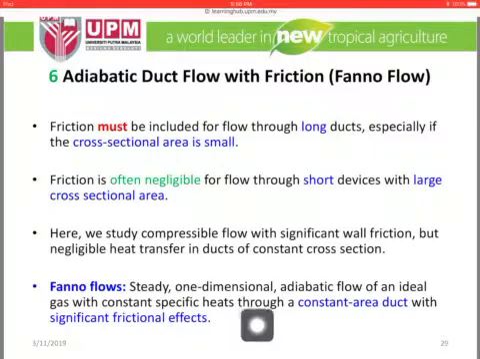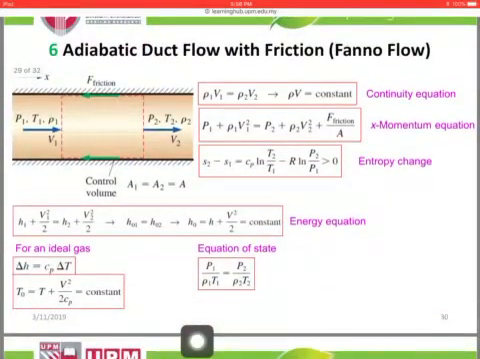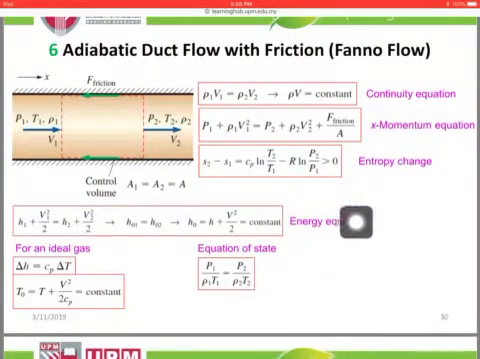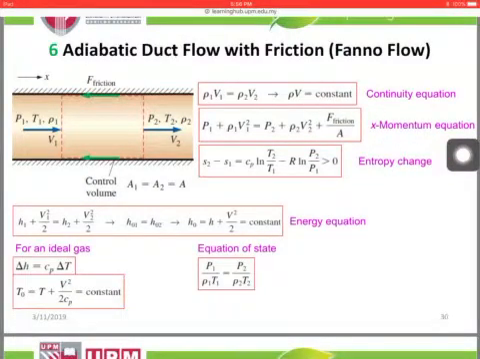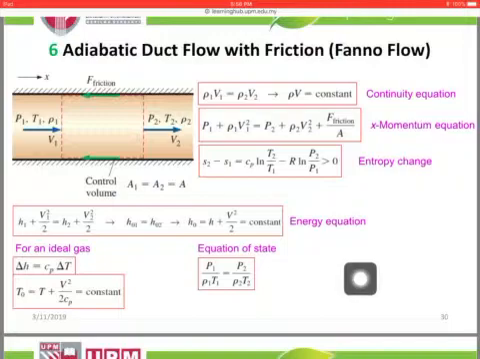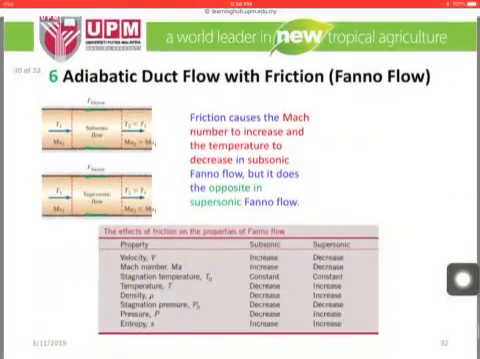So what is the definition of Fano flow? Study one-dimensional adiabatic flow of an ideal gas with constant specific heat through a constant area duct with significant frictional effect. So this is the formula, a little different, where in the energy equation there is no additional heat applied, but in the momentum equation we have a friction component right here. And the rest is more or less similar between Fano flow and Rayleigh flow.